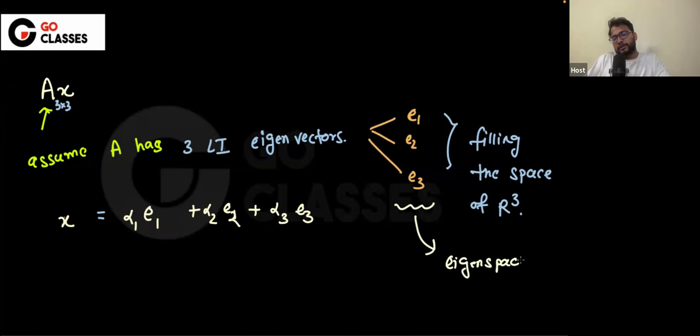Here, eigenspace is actually R3 itself. Eigenspace is basically the vector space given by the eigenvectors. Since they can fill the whole space, that is why it is R3 itself. So all of you agree on this point that X can be written as a linear combination of these three vectors because these three vectors can fill the space. Now you multiply by A. What will happen? This will be A alpha 1. Since alpha 1 is a scalar, you can write it anywhere, doesn't matter.